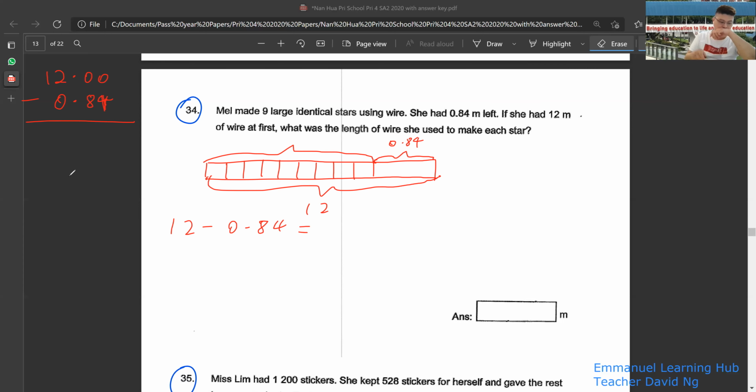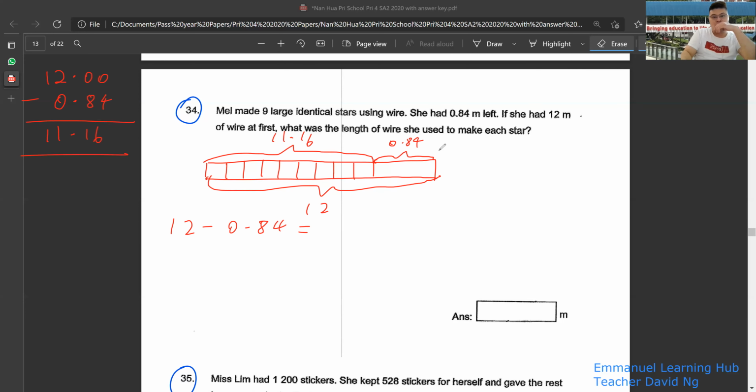1.26. Not 0.26. You try again. You make the decimal point somewhere. 0.26, oh. 1.16. 11.16, yes.